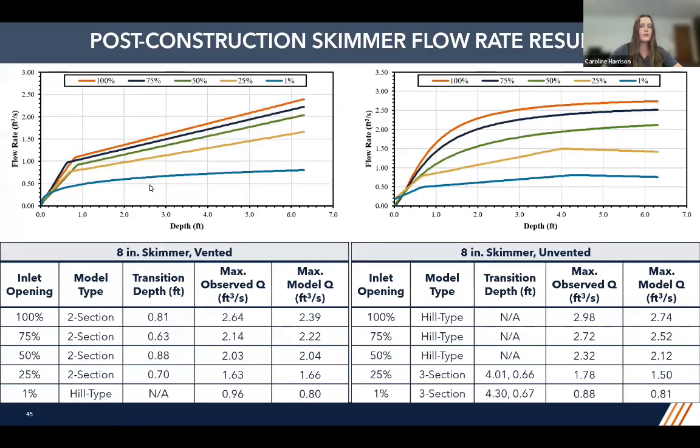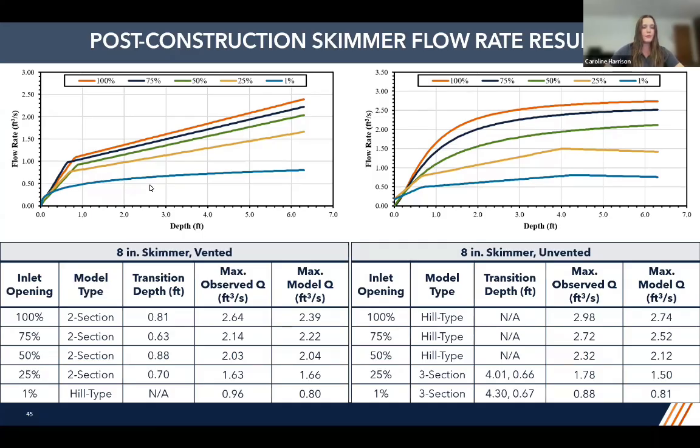So going into those results, once all our models were developed for all of our configurations for a given size, they were all combined to examine trends in skimmer behavior across all of our inlet openings. Here we were really looking more at the maximum flow rates that these skimmers could achieve rather than the average flow rates. And these are in cubic feet per second instead of cubic feet per day. For our 8-inch and 4-inch skimmers, the vented and unvented configurations were compared.